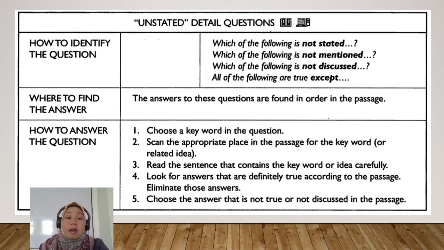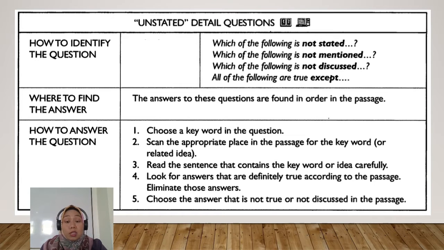So here is the summary of how to identify the question. Usually the questions are: which of the following is not stated, or which of the following is not mentioned, or which of the following is not discussed, or all of the following are true except. So you want to find the unstated one, or the one that is false or wrong. Where to find the answers? The answers to these questions are found in order in the passage.